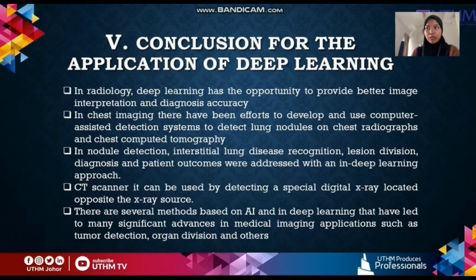As a conclusion for the application of deep learning, it has been used in radiology as it has the opportunity to provide better image interpretation and diagnosis accuracy. It is also used in chest imaging, as there have been many efforts to develop and use computer-assisted detection systems to detect lung nodules. Next, it is also used in nodule detection, as the patient gets outcomes that are addressed with a deep learning approach.